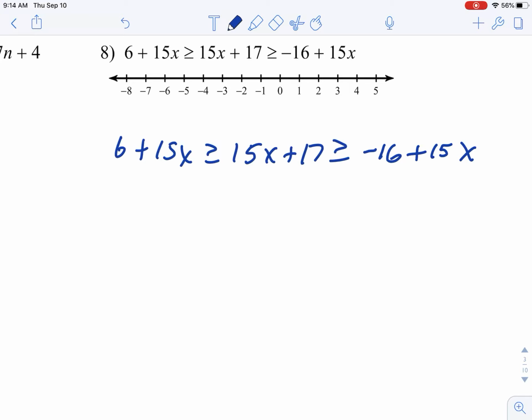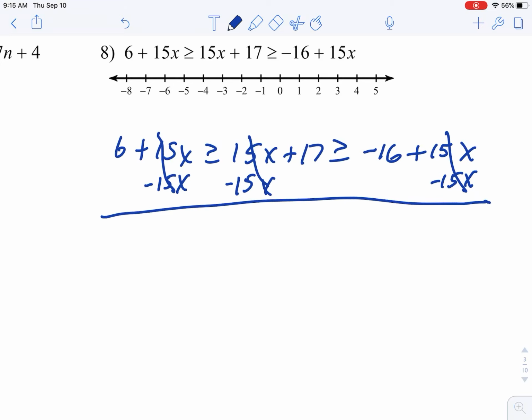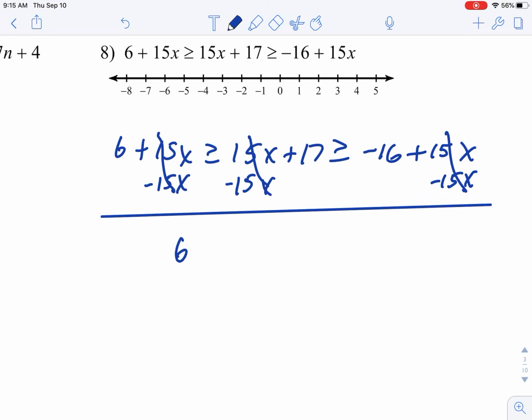So when I try to get those together, watch what happens. I'm going to have to subtract 15x to get it out of here. But then I have to do the same thing on all sides, left, right, and middle. So that cancels, and I am left with 6 is greater than or equal to 17, which is greater than or equal to negative 16.